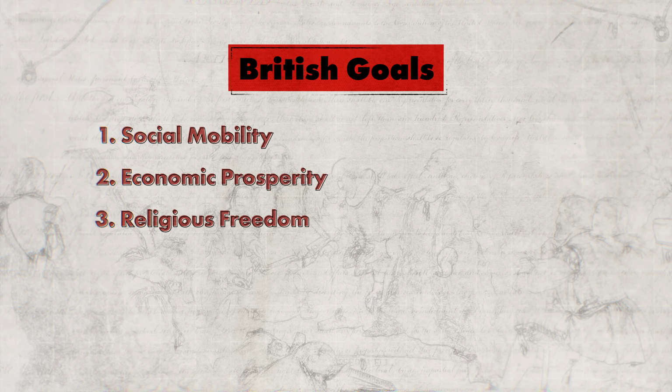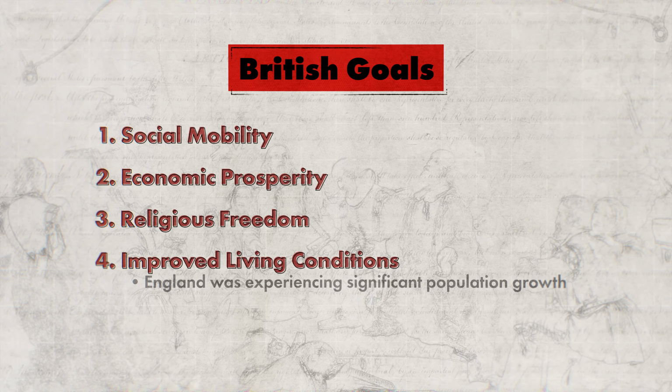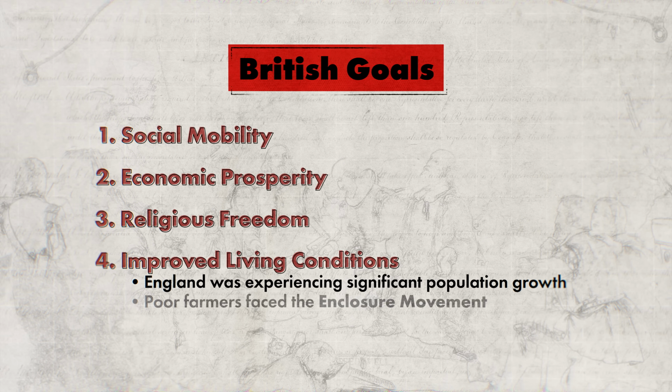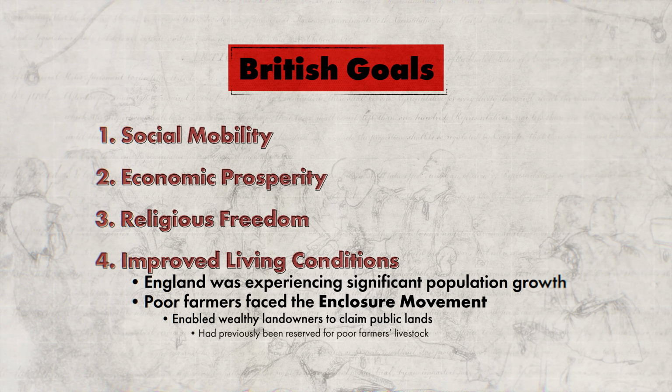And then the fourth reason English people came to America was to find improved living conditions. So during the 17th century, 2 realities were converging that made life hard for the lower classes. First, there was significant population growth. Second, the enclosure movement enabled wealthy landowners to claim public lands which had previously been reserved for poor farmers to graze their livestock.